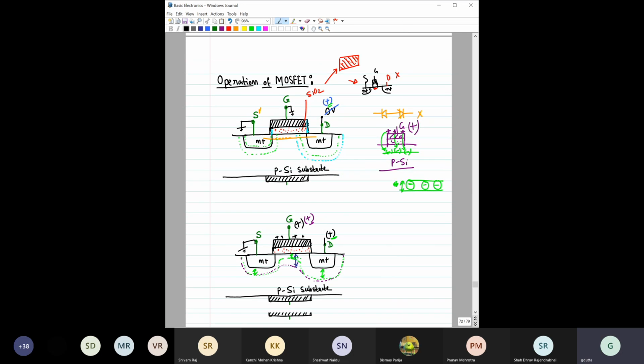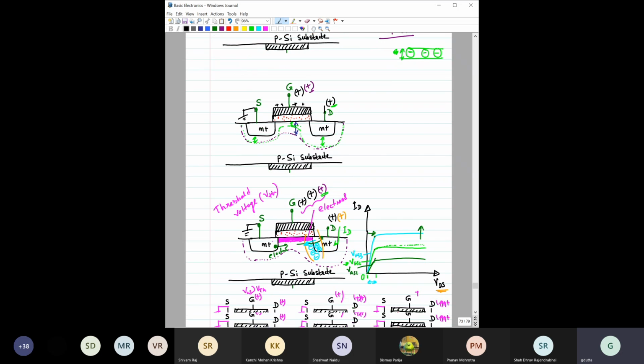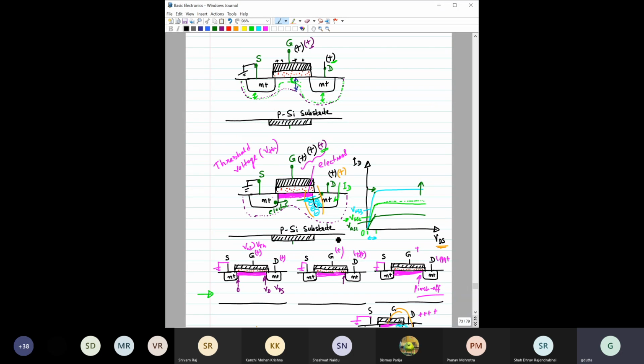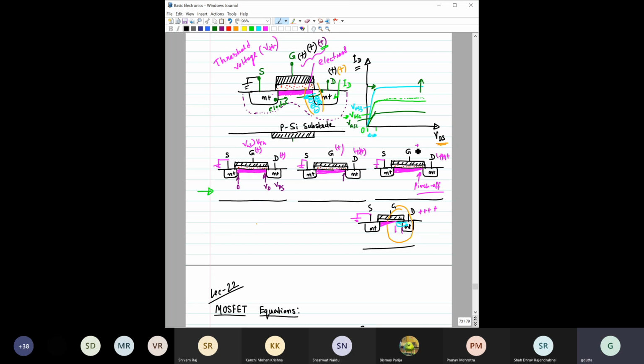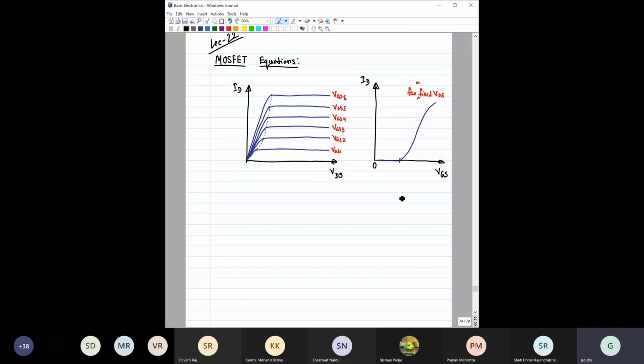Then we have also discussed its operation, and understood the channel formation and the concept of threshold voltage. We also understood the pinch off, and discussed why the current will saturate beyond a particular point, right?